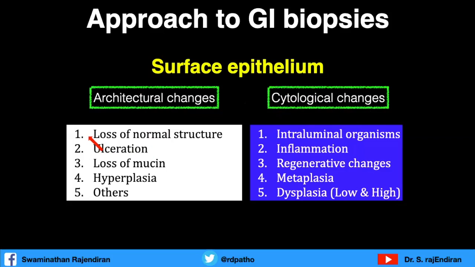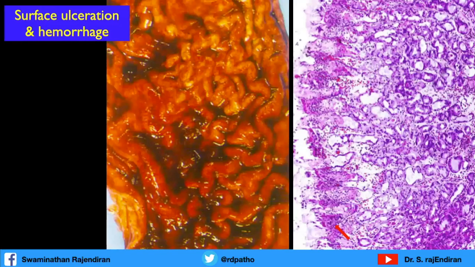In normal surface epithelium, is there any loss? Is there any ulceration, loss of mucin, hyperplasia, or other changes in the surface epithelium? Cytologically, before going into the epithelium, is there any intraluminal organisms? Remember, I told you first start with the luminal space. Is there any inflammation? Is there any regenerative changes, metaplastic changes, or dysplastic changes involving the surface epithelium? When there is a dysplastic change, you have to classify them into low and high grade. Let us start seeing the pictures.